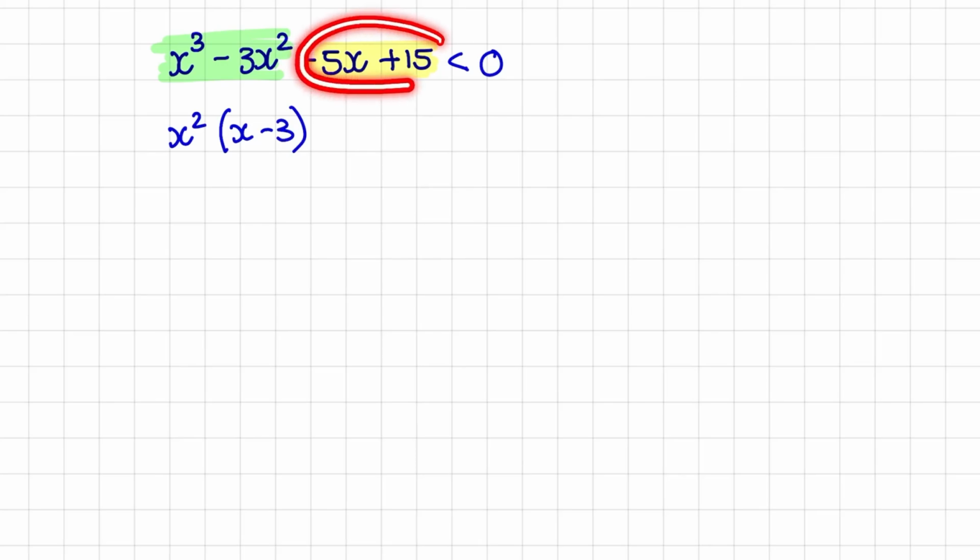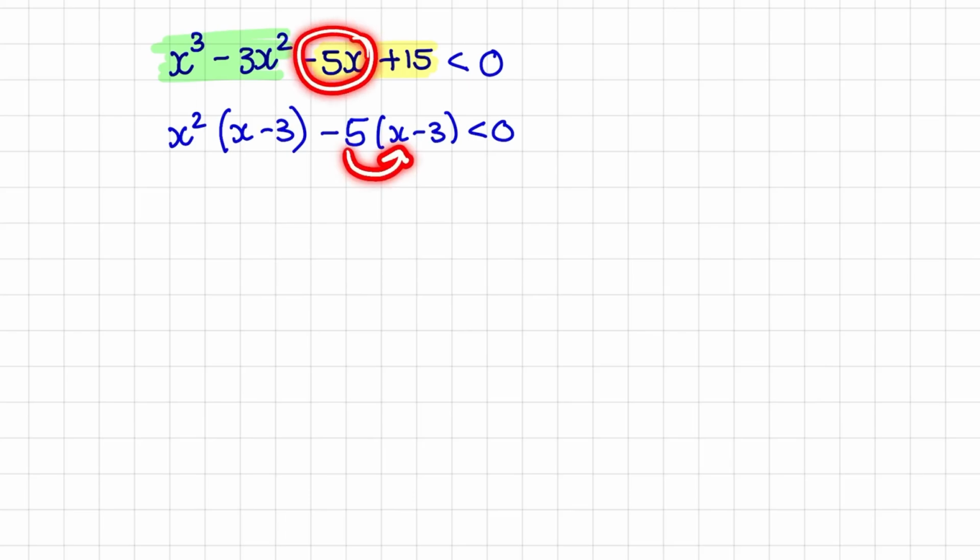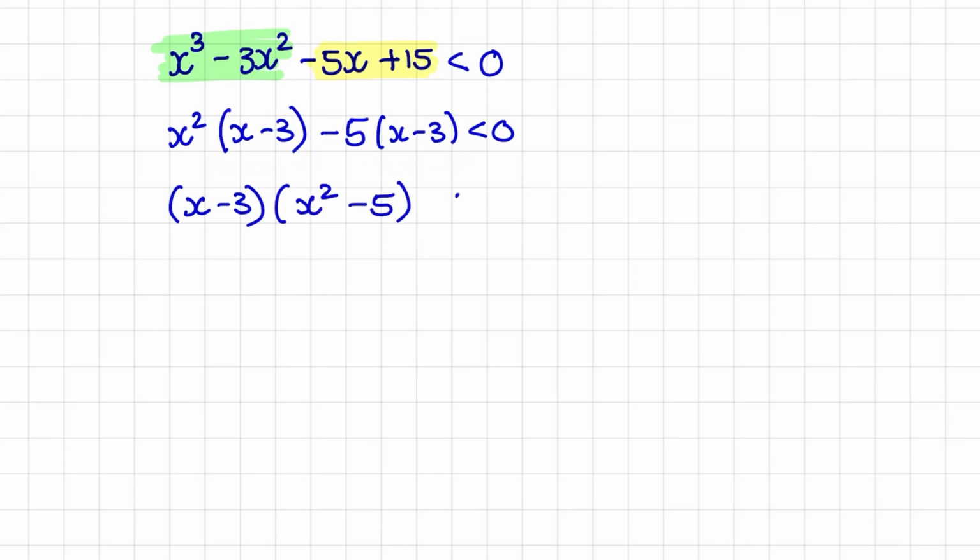Now for my second set of terms, I want to create the bracket of x minus 3 as well. And in order to do that, I need to take out the greatest common factor of negative 5. So if I take out negative 5 times x, I'll have negative 5x. And negative 5 times negative 3 would be positive 15. Now I have two terms instead of 4. And I can identify the greatest common factor of x minus 3. So I take out x minus 3, and in the first term I'm left with x squared, and in the second term with negative 5.